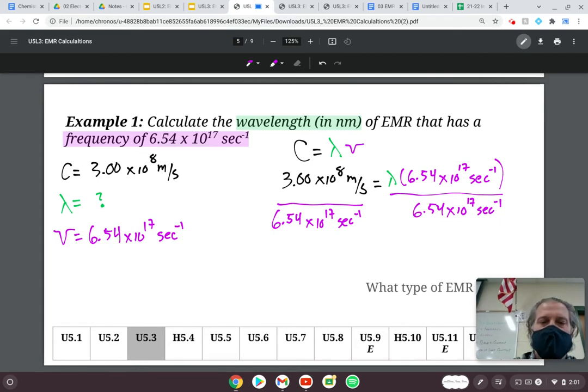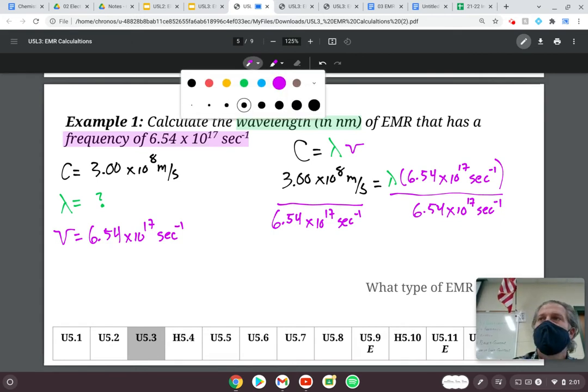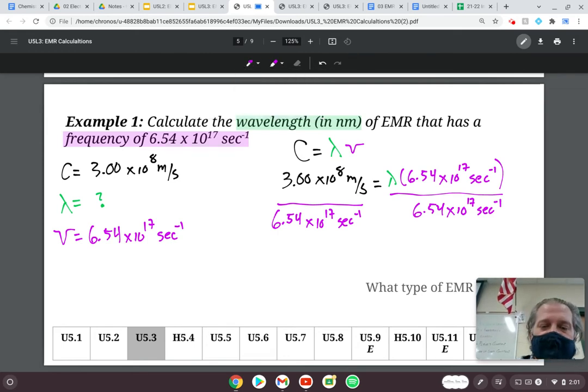What do we do for that second? Or do we do nothing? Seconds. You would just take the 3.00 times 10 to the 8 divided by the 6.54 times 10 to the 17. That's it.